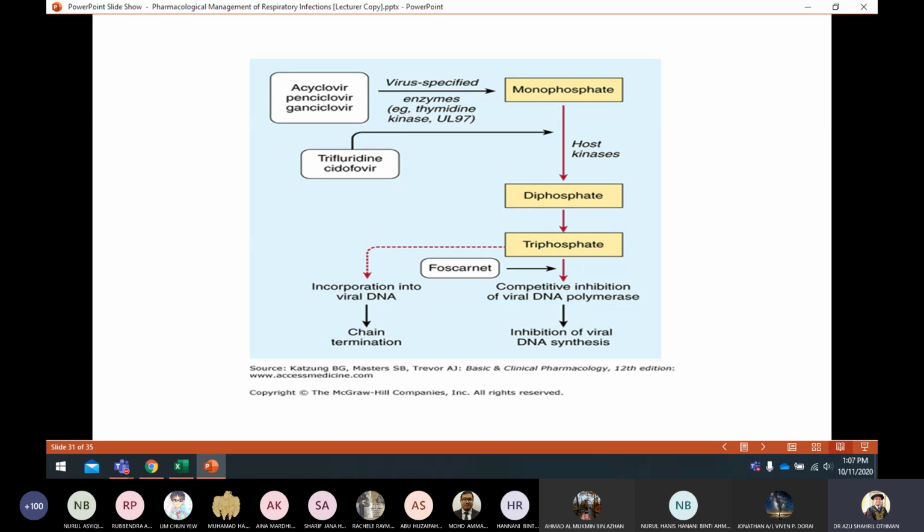Okay, so the acyclovir family can be used for herpes simplex and varicella zoster. It's actually quite uncommon for these to manifest as a respiratory infection. And also CMV, which is a bit more common to manifest as a respiratory infection.